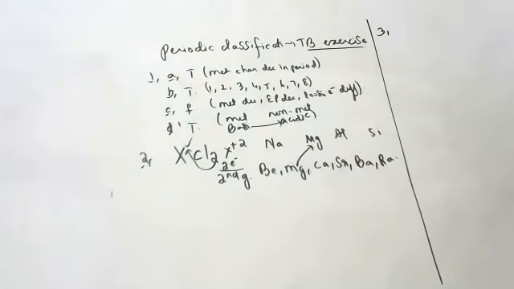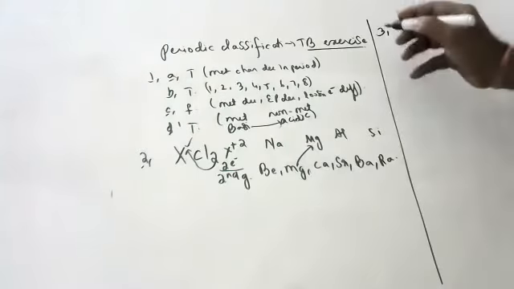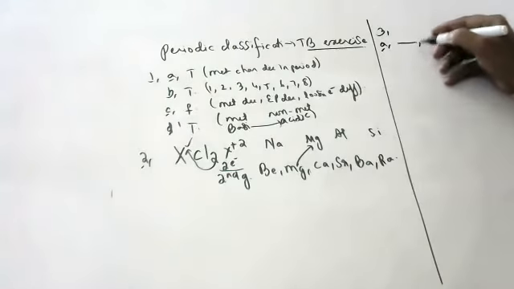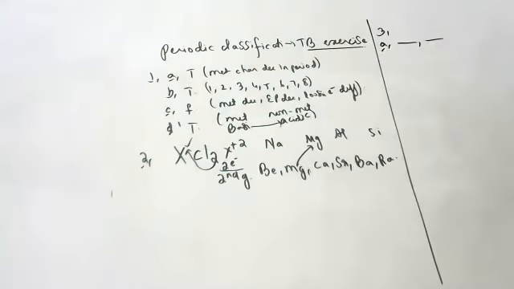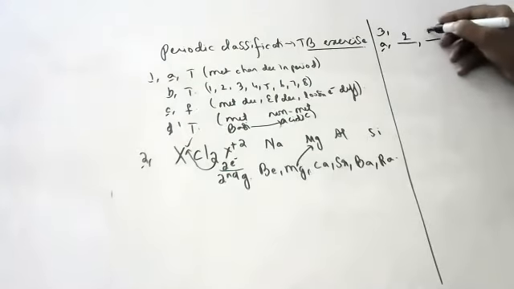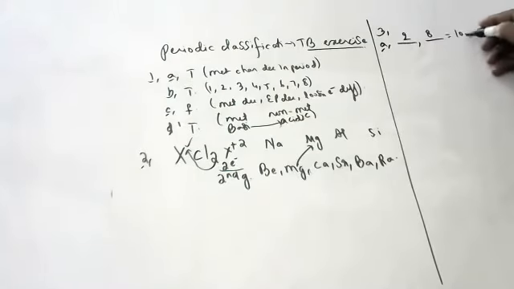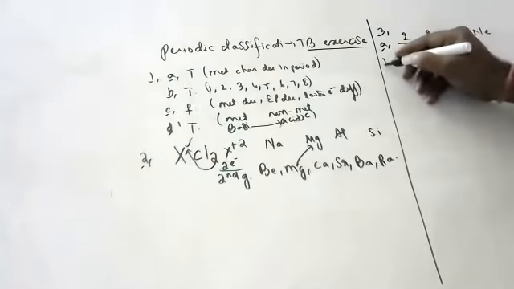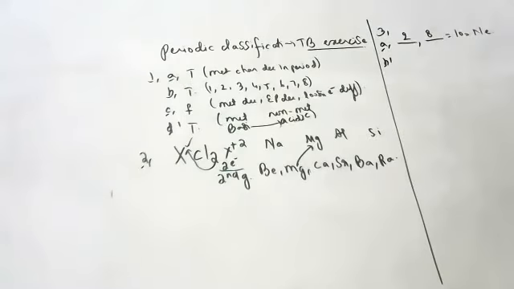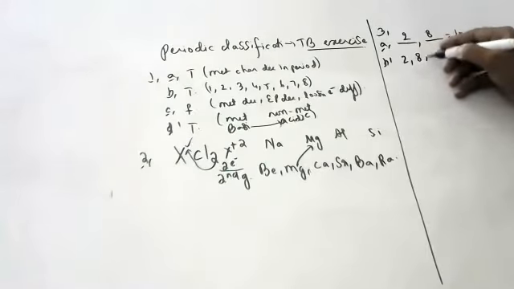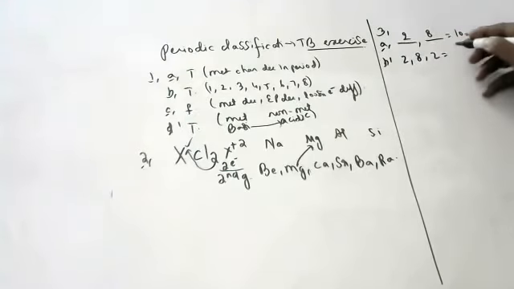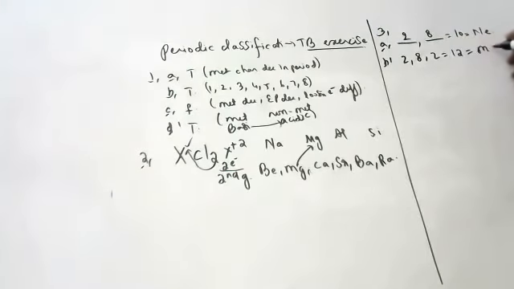Third question, children. Which element has two shells with completely filled electrons? 2, 8. Neon. Next question: who has electronic configuration 2, 8, 2? Magnesium.